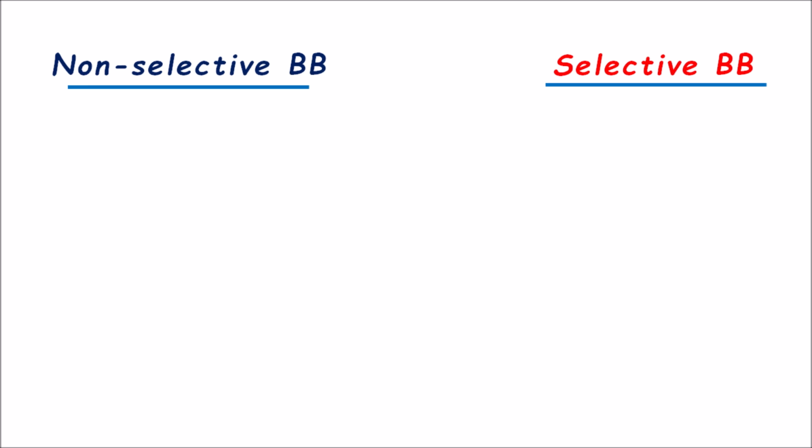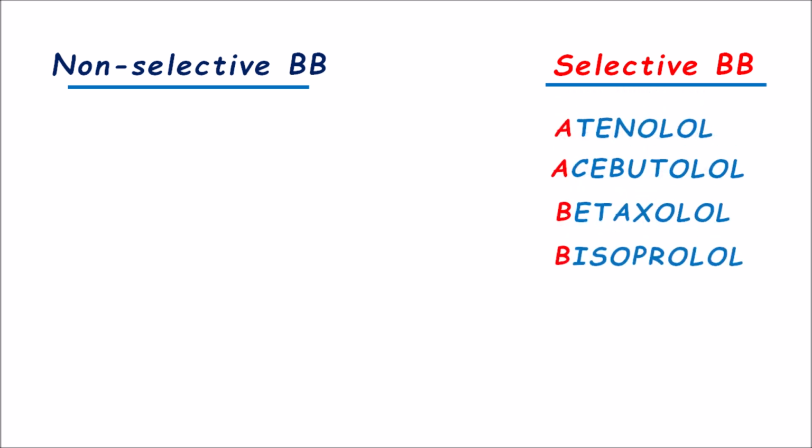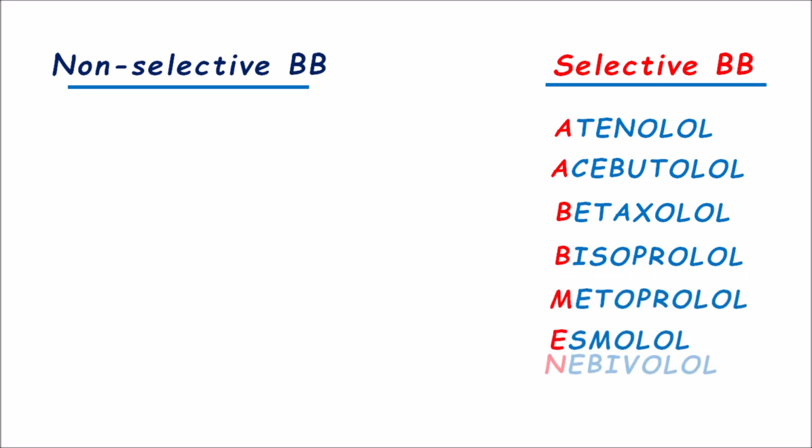Similarly, if we summarize beta blockers, there are two types: non-selective beta blockers and selective beta blockers. The selective beta blockers can be remembered with the simple mnemonic A2, B2, MEN. A2 is atenolol and acebutolol. B2 is betaxolol and bisoprolol. MEN is metoprolol, esmolol and nebivolol. These are the selective beta blockers, and other beta blockers are non-selective.